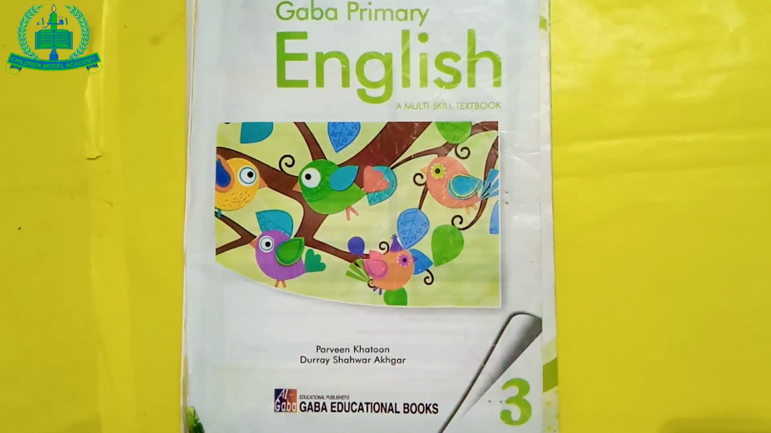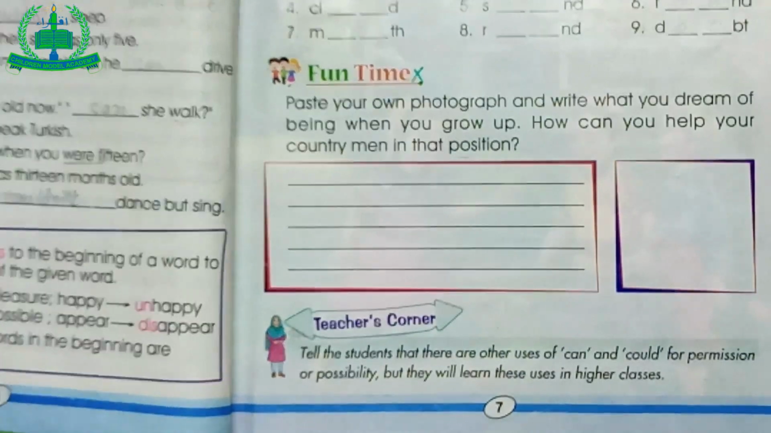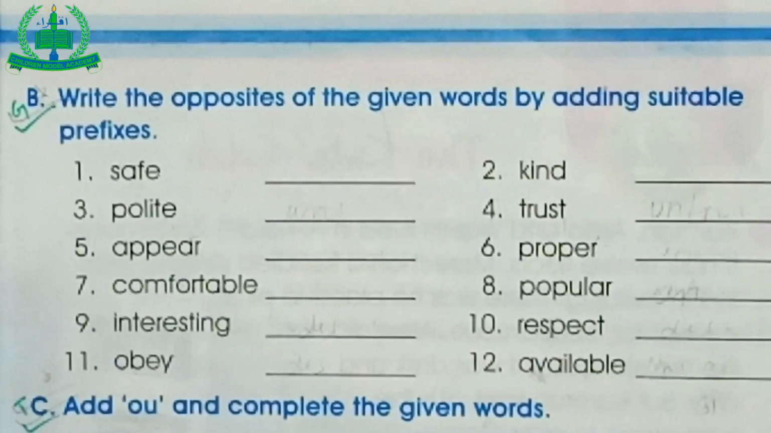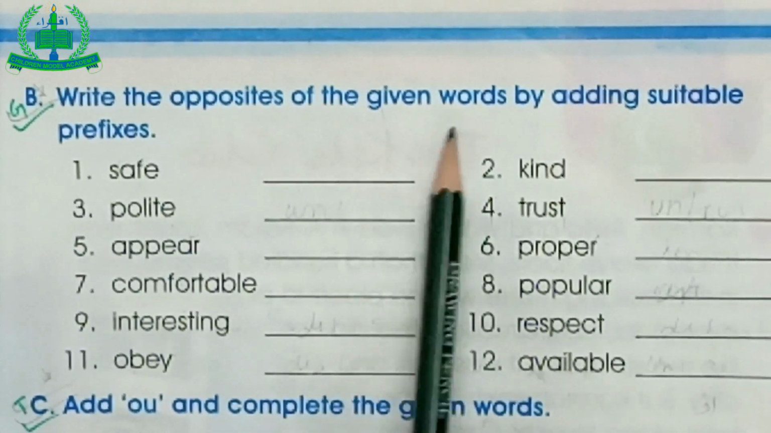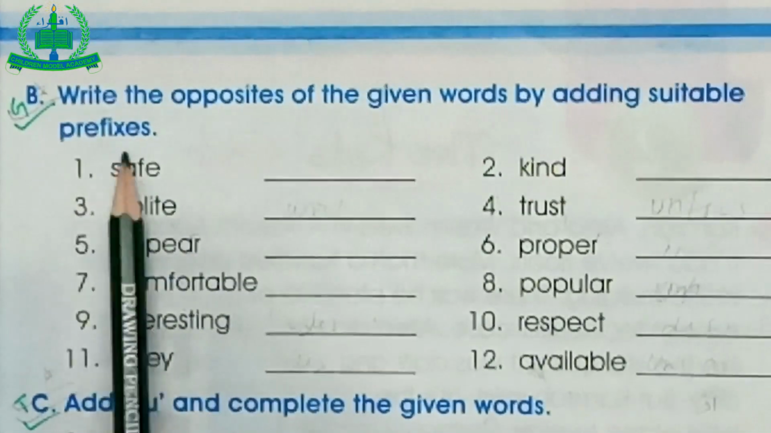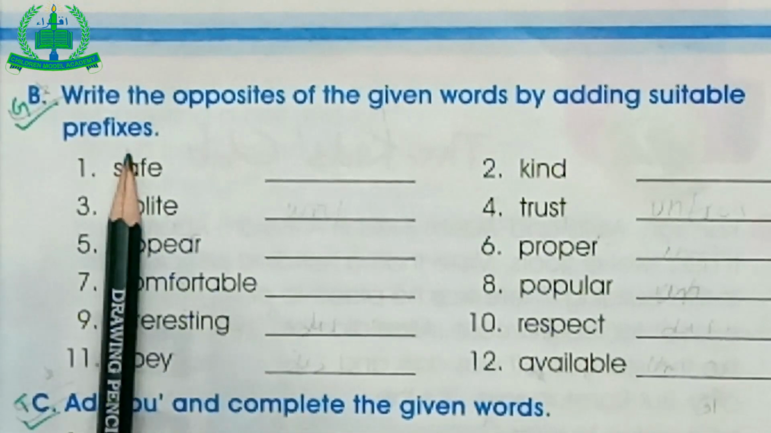Now we are going to start lecture 4. On page number 7, exercise B is: write the opposites of the given words by adding suitable prefixes. Now we have to know what prefixes are.